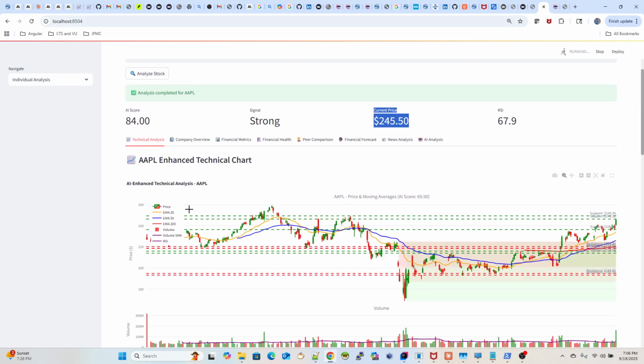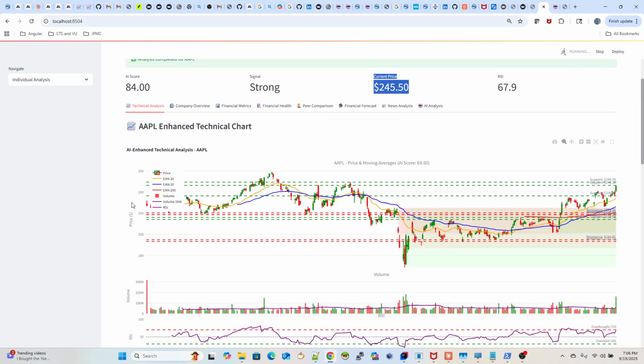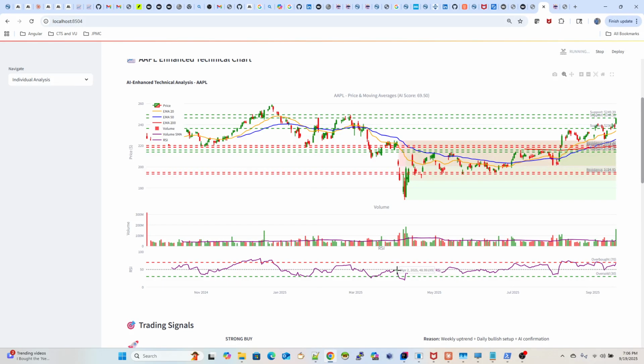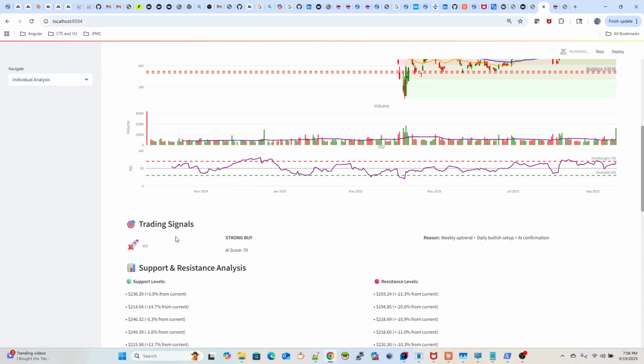If you look at the technical analysis, it will provide the price action along with a set of technical indicators like EMA 20, EMA 50, and EMA 200, and then a volume indicator. Here, this is the price action with the moving averages, this is a volume related indicator, and this is the RSI related graph. Now if you look at trading signals, it is saying a bullish kind of signal, strong buy, by score.